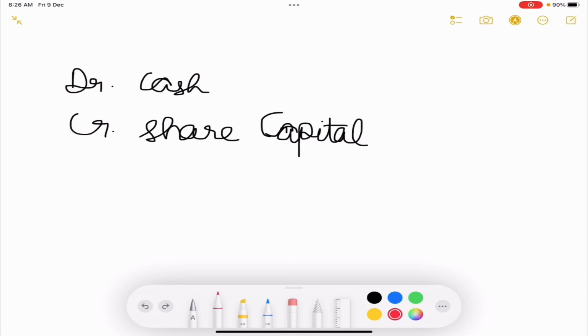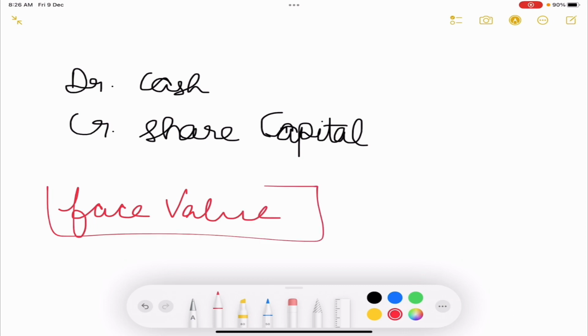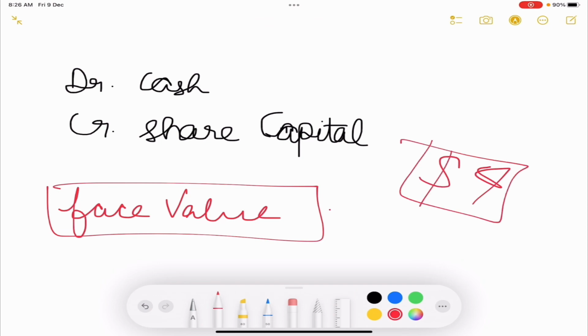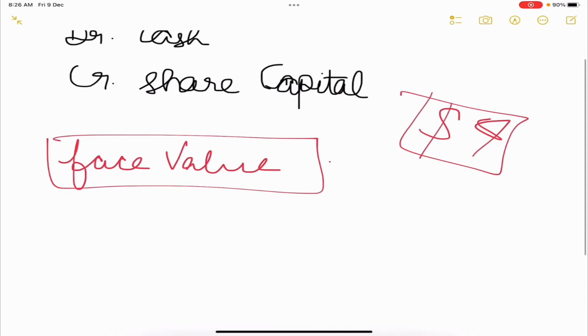Okay, now let's discuss a little bit about what face value is. There is something called the face value of a share. The face value is the actual value of a share. If I say that the face value of my share is $4, then this would be the face value of my share. Now there are ways using which you can raise money.